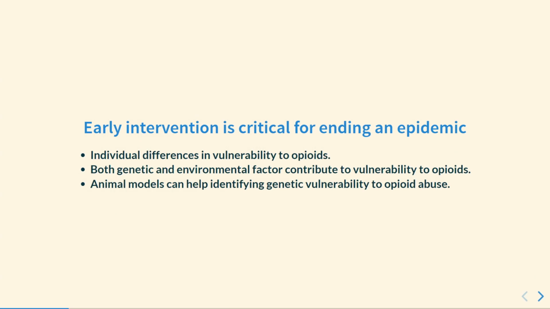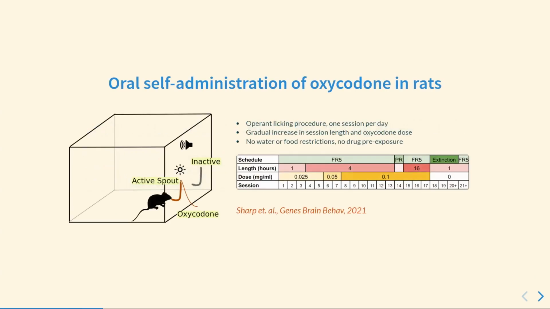My lab is working on some environmental factors, as my student Paige talked about earlier at this meeting. But animal models can help us identify some of these genetic and environmental factors contributing to individual vulnerability to the opioid.